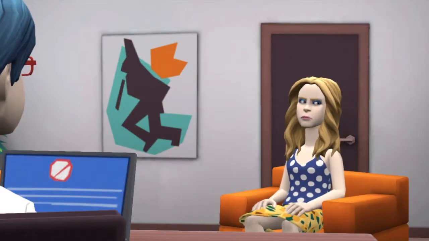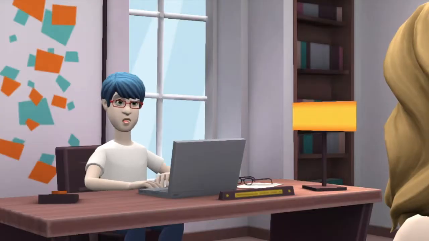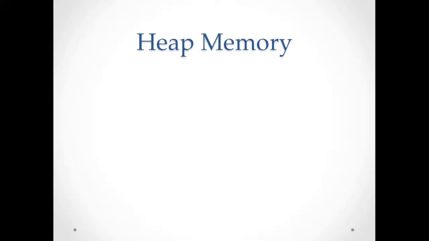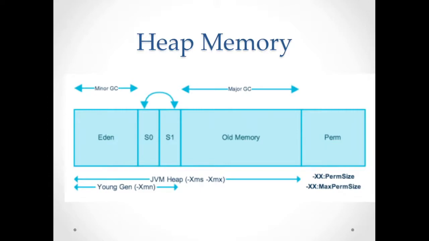Could you show us that pictorially? This is how it would look like. We will not focus on the perm generation for the time being. Just keep in mind that from Java 8 perm generation has been replaced by metaspace. Don't worry, we'll cover the topic in my next class.